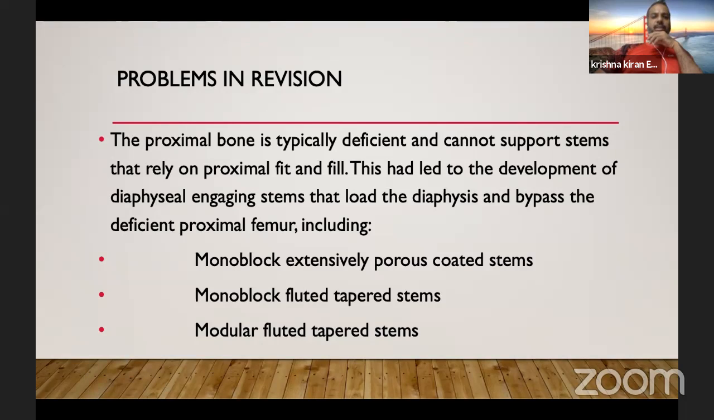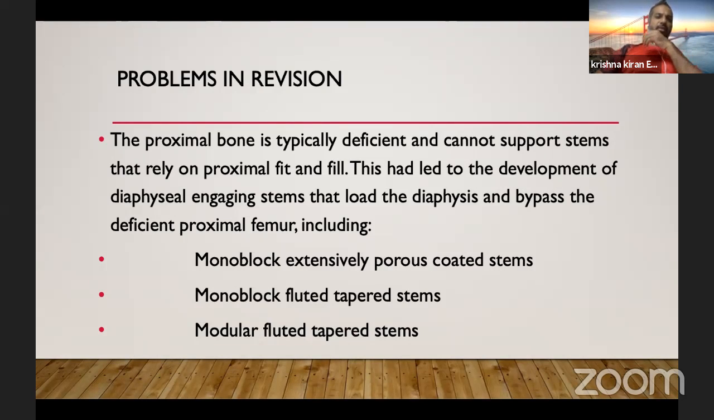The only proximal stem which we can still use is a modular stem, like the stem-in-sleeve construct, where you can use an SROM type of sleeve, especially in the type 1 and 2 types of defects, where we want to do a proximal loading fixation, especially in a young patient, but it must be a modular stem. We cannot use a tapered wedge type of device in these cases.